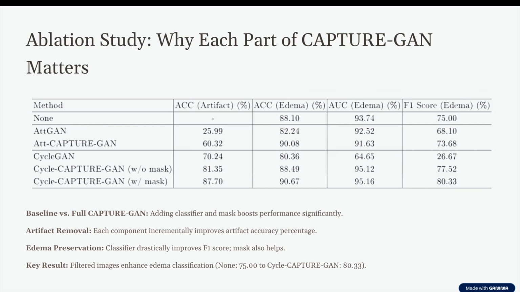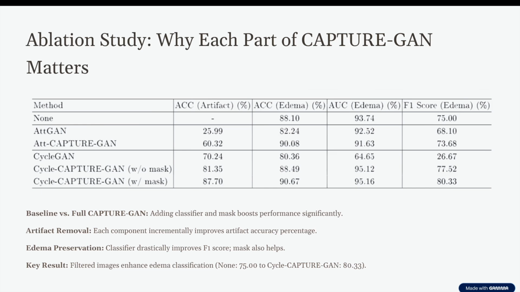Looking at the ACC artifact column, each component incrementally improves the artifact removal accuracy. For instance, CycleGAN is at 70.24%. CycleCAPTURE-GAN without mask improves to 81.35%, and the full CycleCAPTURE-GAN with mask reaches 87.70%.